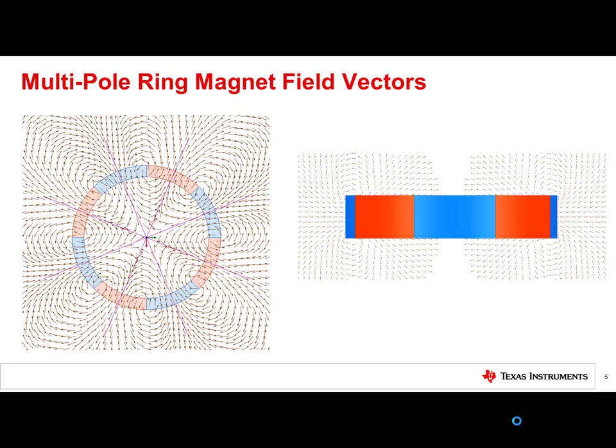Consider briefly a field produced by a multi-pole ring magnet. Typically, these magnets are polarized radially outward. On the left is a top-down view of the field vectors in plane with the magnet. We can see that the vectors emanate outward from the positive or red faces and curve back inward toward the negative blue faces. This is fairly simple to visualize when considering a magnet of this type.